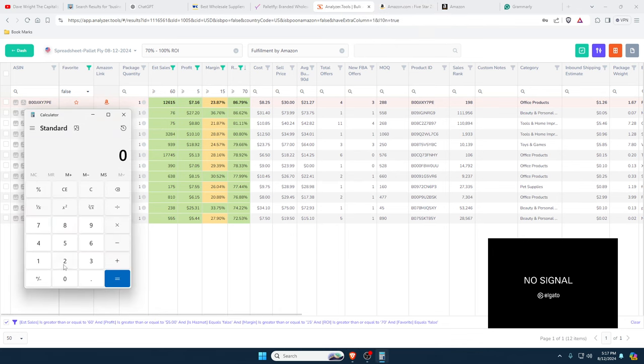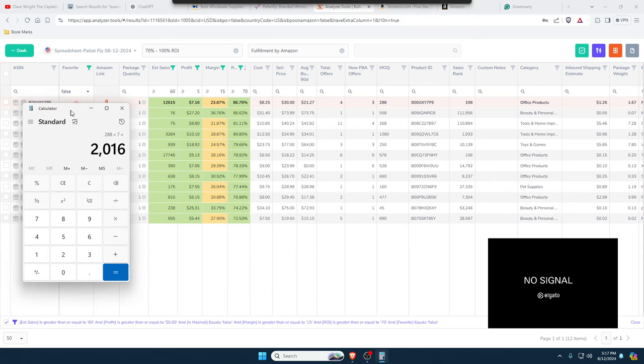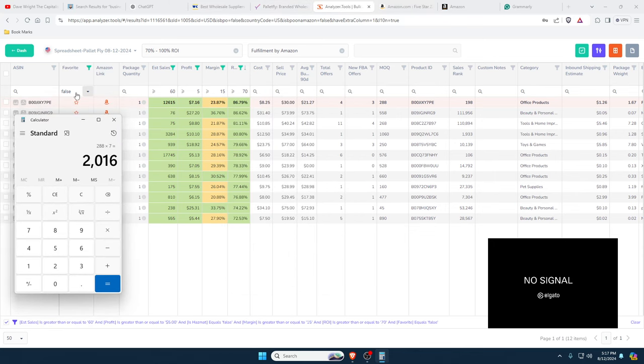If we felt comfortable, we'd have 288. Times $7 would be $2,016 we'd make from this one product. Show you how I did this again. Minimum order quantity, 288. We're going to make 716. So we're going to make $7 from that. So this is going to make $2,000, let's just say.